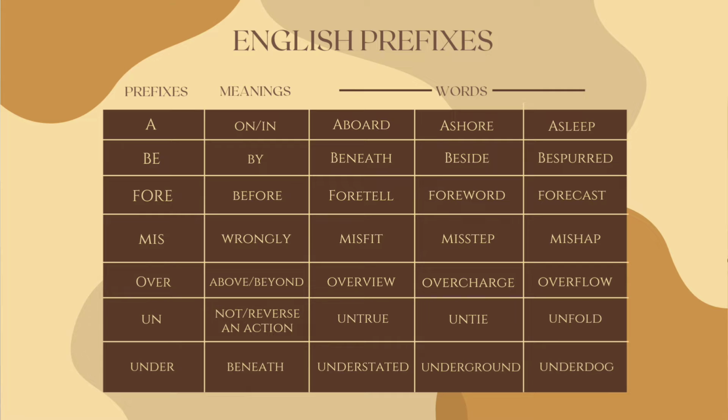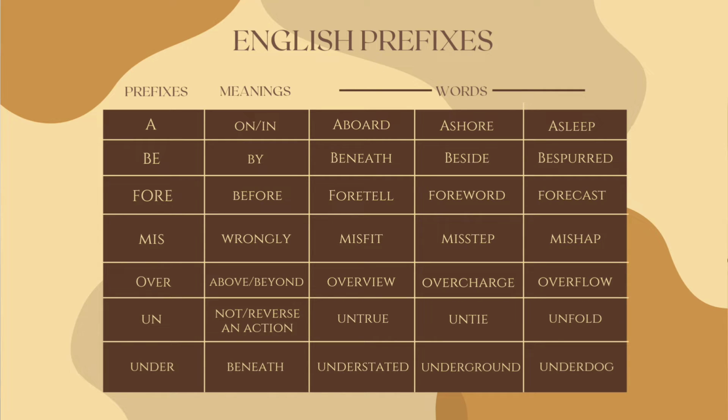Now, when you say be, it means next to something, which is beneath or beside. For, which means before something. So when before an event happens, you can actually tell what is going to happen. So the examples are very direct: foretell, forecast. Now, when you say miss, it indicates that you're wrongly doing something. So this is a misfit, misunderstood, misstep. Okay, and when you say over, something over and beyond a certain step, which is overview, overcharge, overflow.